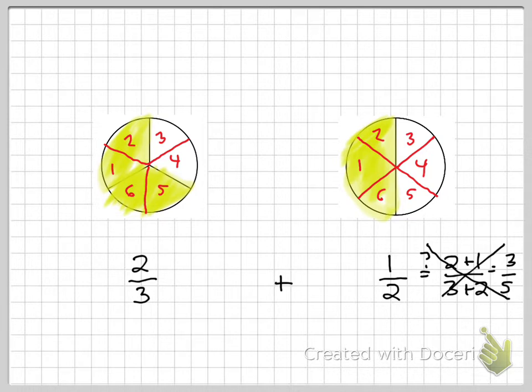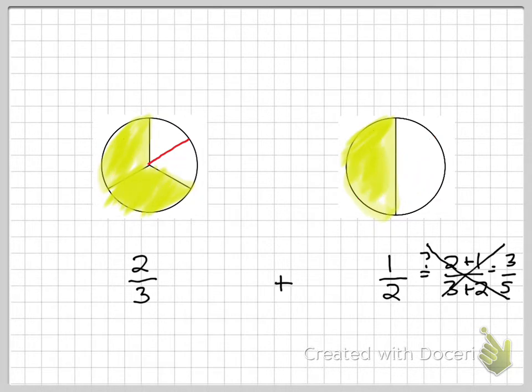Okay, so mathematically, if we go back to the beginning, the way I interpret taking each of the 3 slices and dividing them in 2 is by multiplying this by 2 over 2.